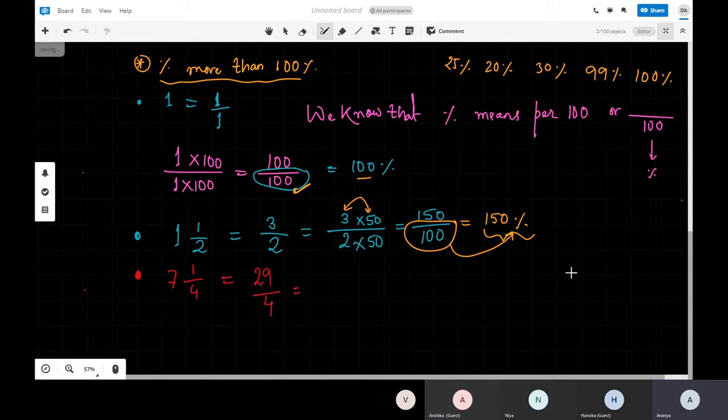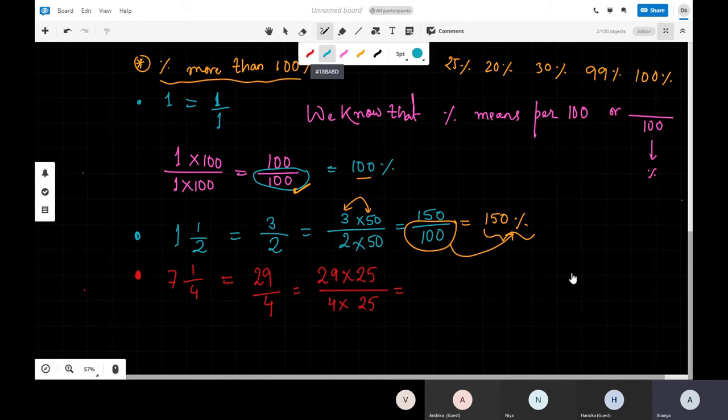Now, how can we change the denominator to 100? You do times 25 to both. Very good. So we have to multiply 25 to both the numerator and the denominator. So 29 times 25 and 4 times 25, correct? Yes, ma'am. Because we know that 4 times 25 would give us 100 in the denominator. Now what happens to the numerator? 29 times 25 is equal to how much?